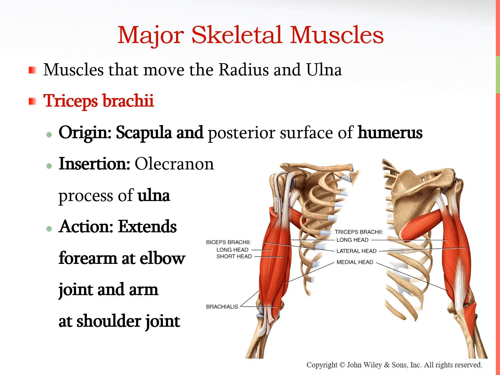So even though it inserts into a different bone than the brachii and brachialis, it's going to cause the same action because it's pulling the entire region, the forearm, toward the scapula, but posteriorly. That's why it causes extension at the elbow and lowers the arm at the shoulder, pulling it back down and posterior in the action called extension.